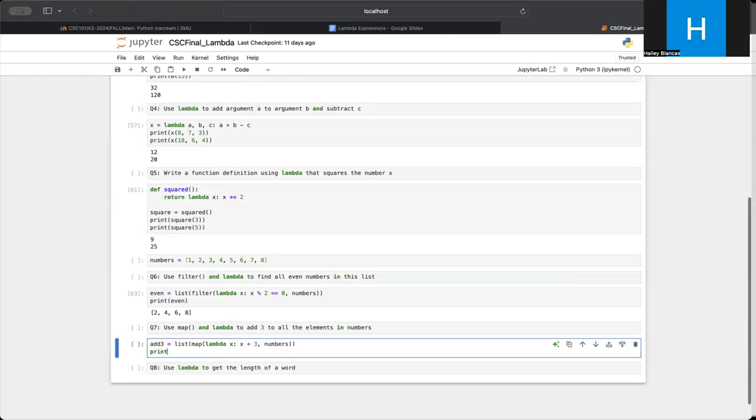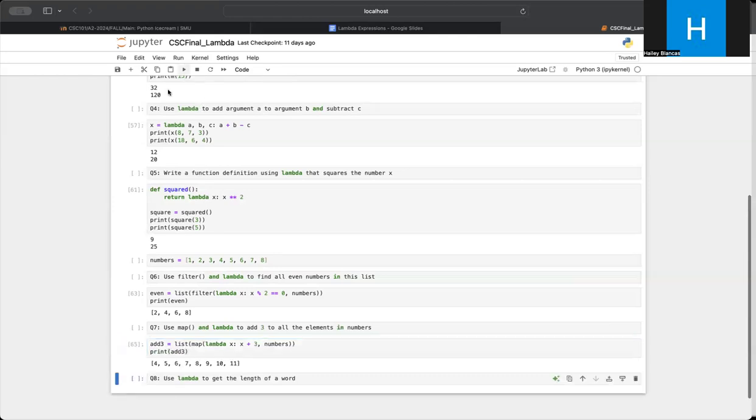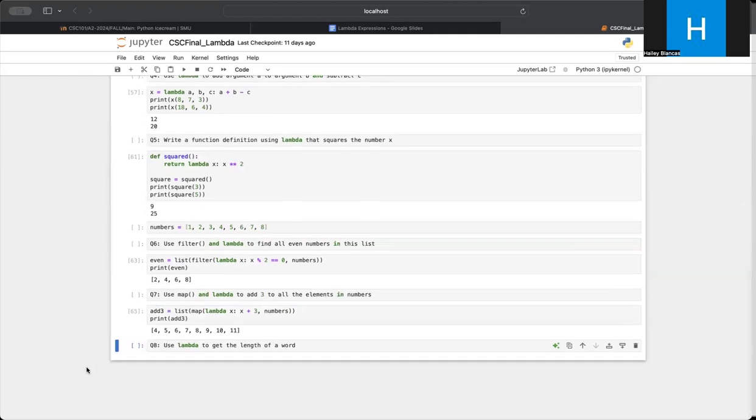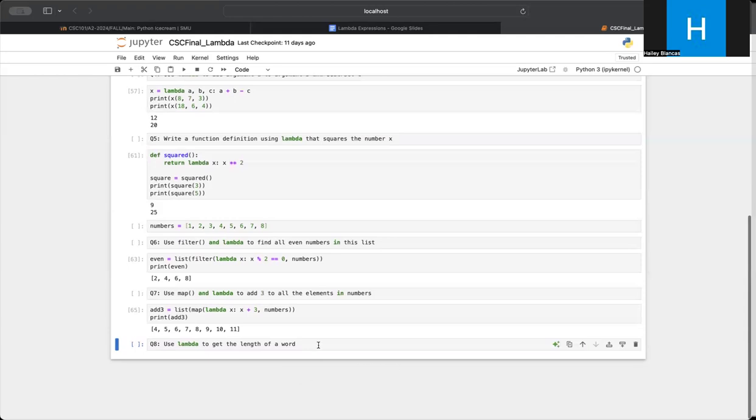Let's print our new list. Our new list contains 4, 5, 6, 7, 8, 9, 10, and 11. If you look at our original list, this is the same numbers with 3 added to each. Therefore, this function ran correctly. We have one more example, which uses a word.